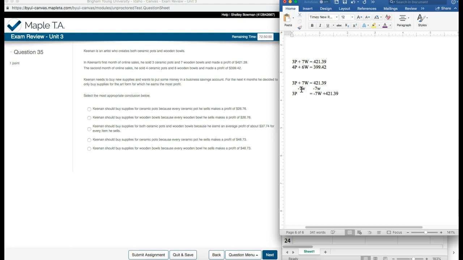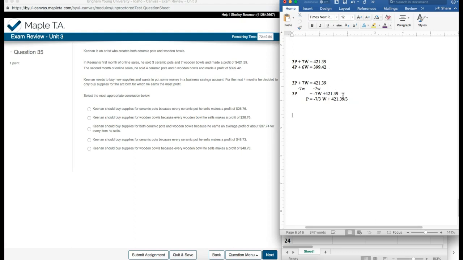Okay, and then continue solving this by dividing by 3, and so I get P equals negative 7 over 3 W plus 421.39 over 3. And to keep things as accurate as possible, I'm not going to divide that. I just did that on my calculator, and it does have a repeating decimal. So let's leave it like this so that we don't have to try and round those decimals. And we'll just use Excel later.